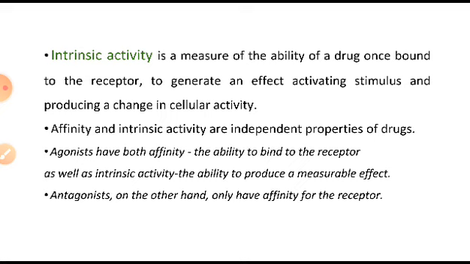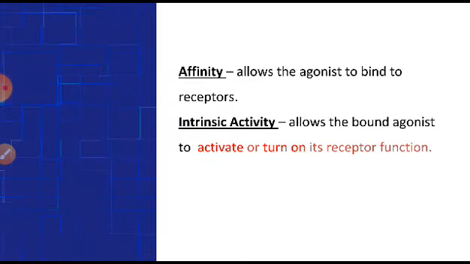Agonists have both affinity, the ability to bind to the receptor, as well as intrinsic activity, the ability to produce a measurable effect. Antagonists, on the other hand, only have affinity for the receptor. Affinity allows the agonist to bind the receptor. Intrinsic activity allows the bound agonist to activate or turn on its receptor function. In this way also you can understand affinity and intrinsic activity. I have given these things so many times because I want you to understand and remember what intrinsic activity and what affinity means.